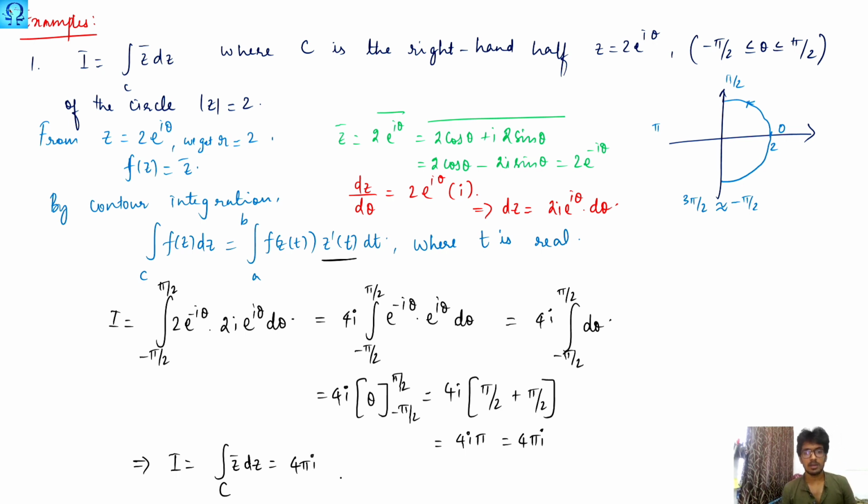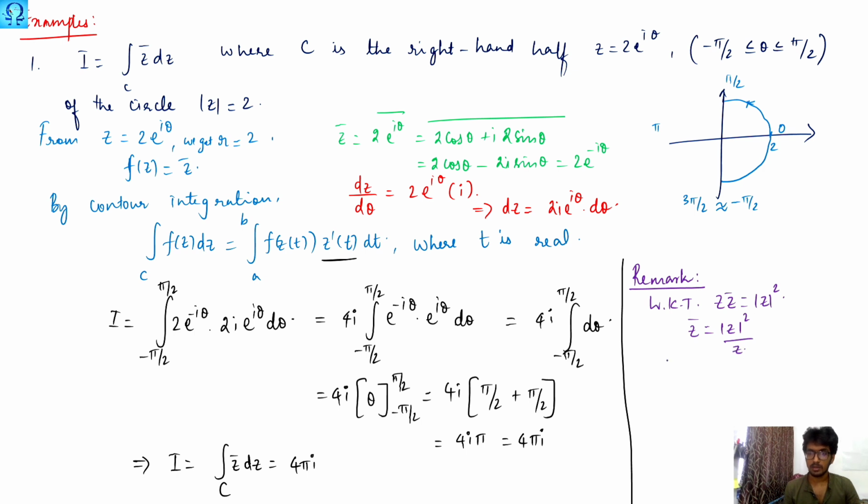Here is some remark that I would like to make. Some extra. z bar is absolute of z squared upon z, since z z bar is the absolute of z squared. So if we replace that, the integral of absolute of z squared upon z dz is 4 pi i.